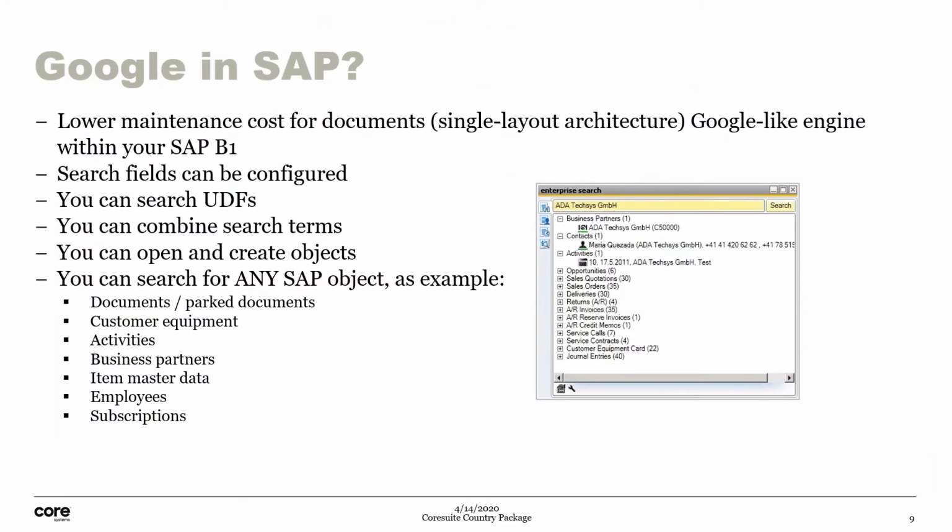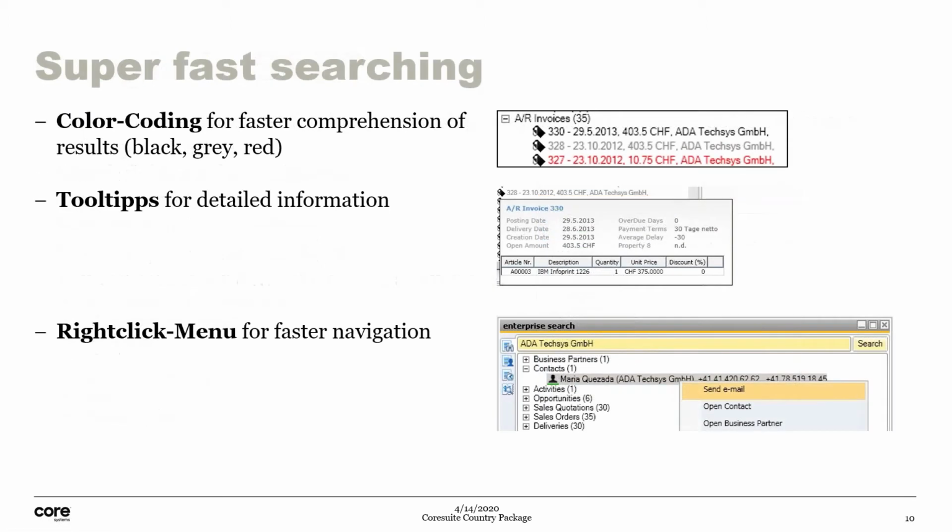So how does it look? It is basically a search window, which you can see here. You can fill something in, and then you get all the information. You see already here some bullet points for what you can search: UDFs, you can combine search terms, you can search for any SAP object. There are a few listed, and this is how it looks.